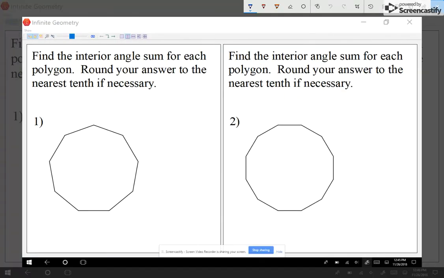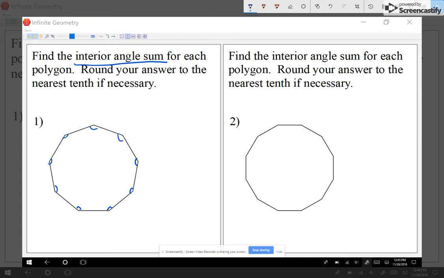All right, so the first part we're going to look at is find the interior angle sum. If you break it out, interior is inside, angle is a corner, and sum is you add. So what that is basically telling me is add the corners, add the angles, and tell me what they add up to. We don't have numbers, so we cannot just grab a calculator and add them.